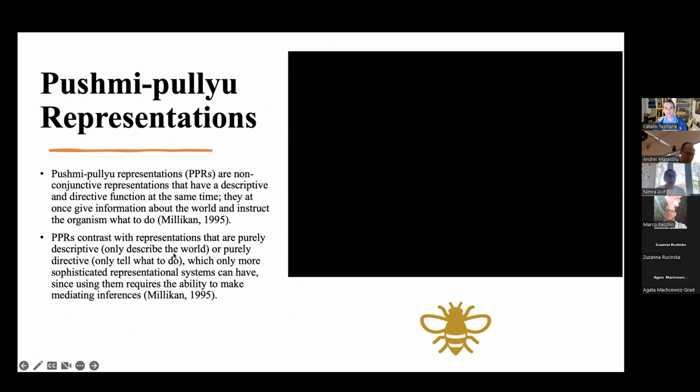So Pushmi-pullyu representations were first articulated by Ruth Millikan in 1995, as part of her theory of mental representation, teleosemantics. I won't be focusing on teleosemantics today, but just these representations themselves. Pushmi-pullyu representations, PPRs for short, are non-conjunctive representations that have a descriptive and directive function at the same time. So they at once give information about the world and instruct the organism what to do.